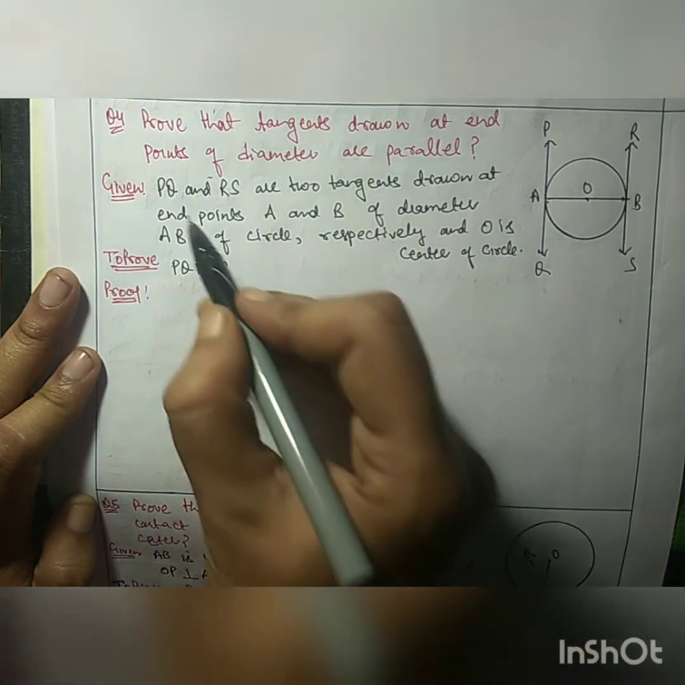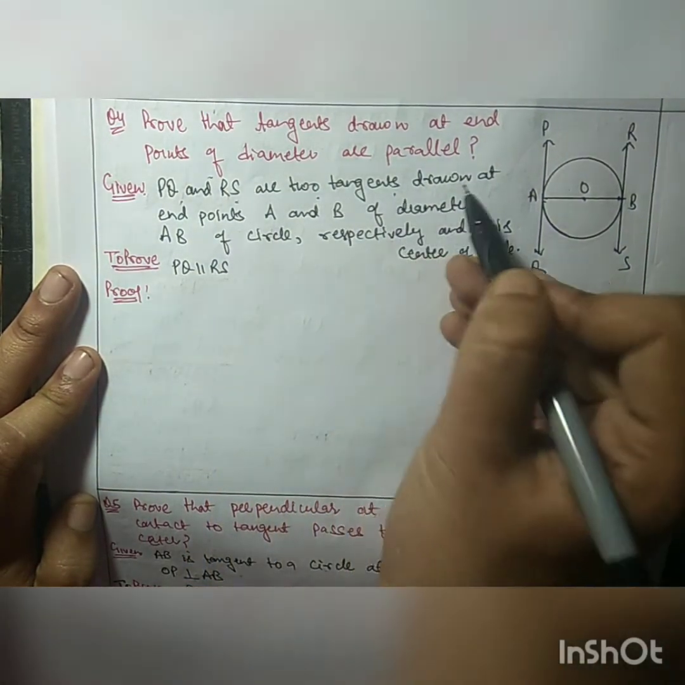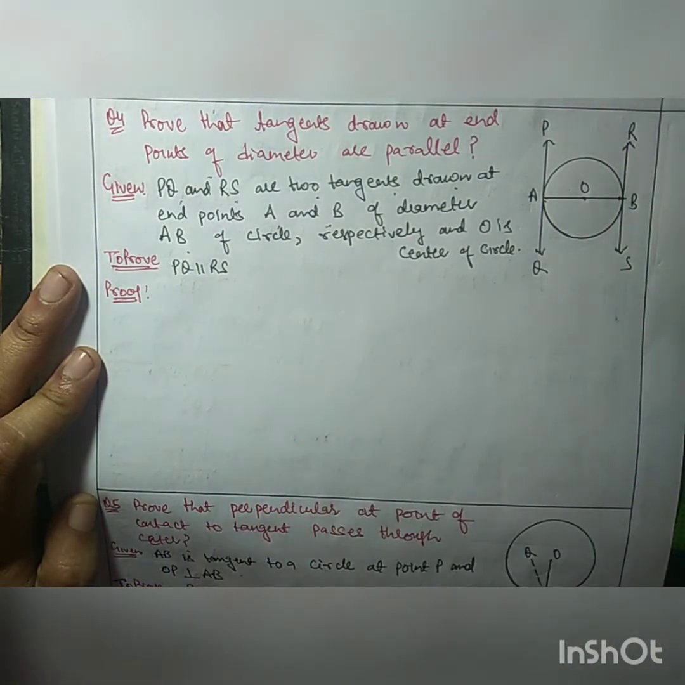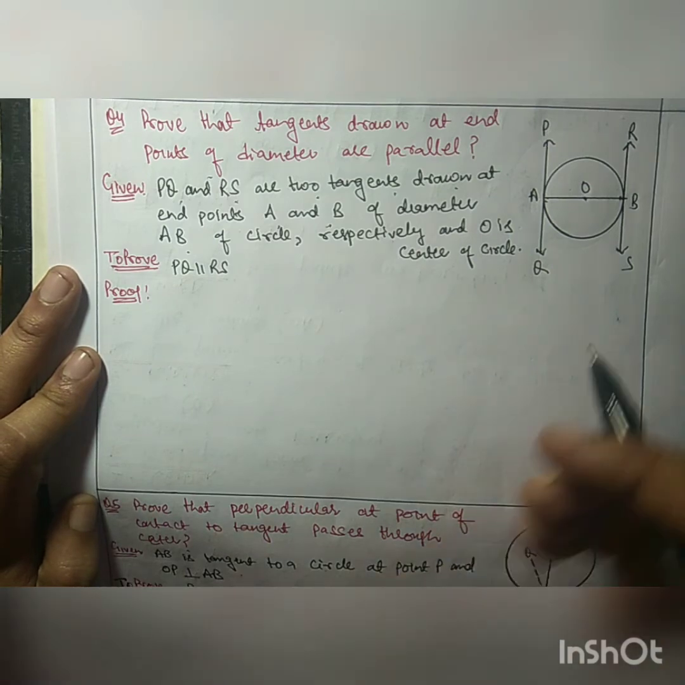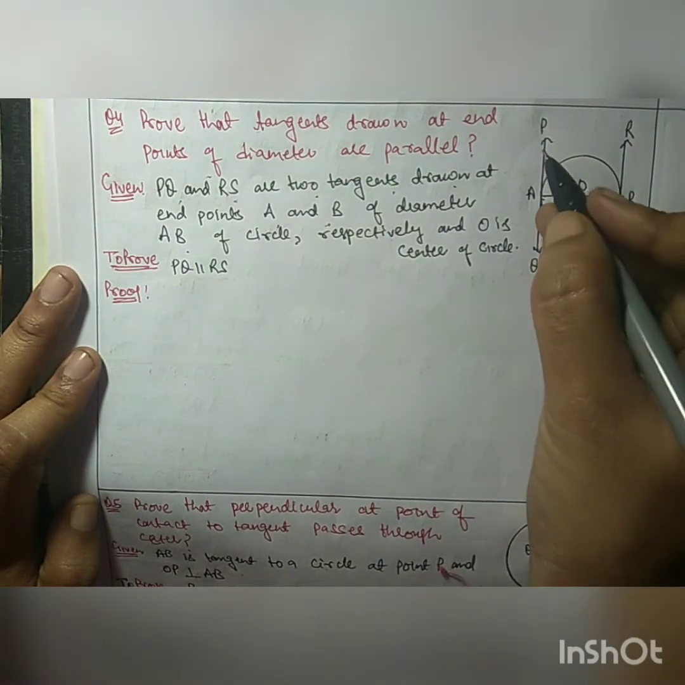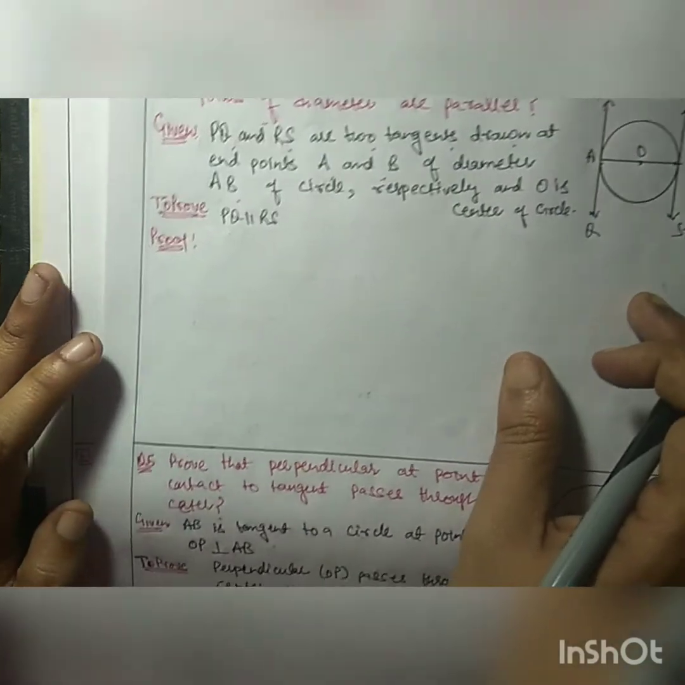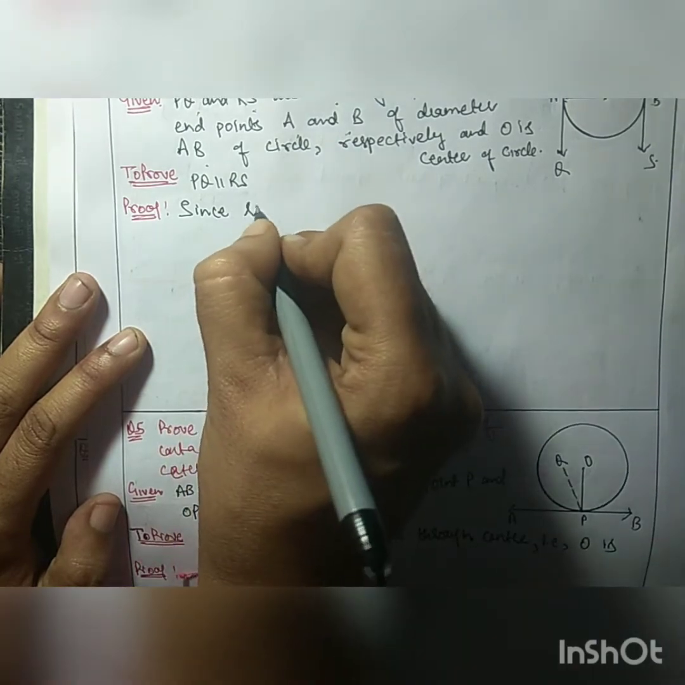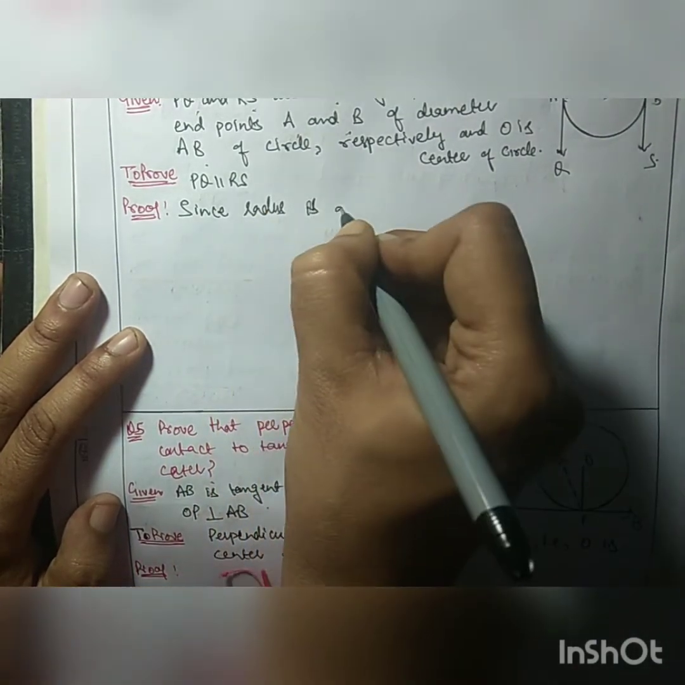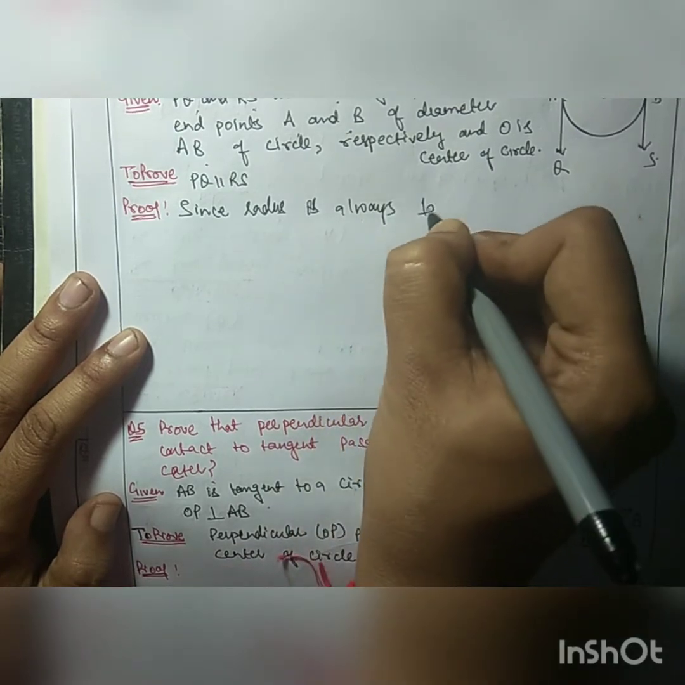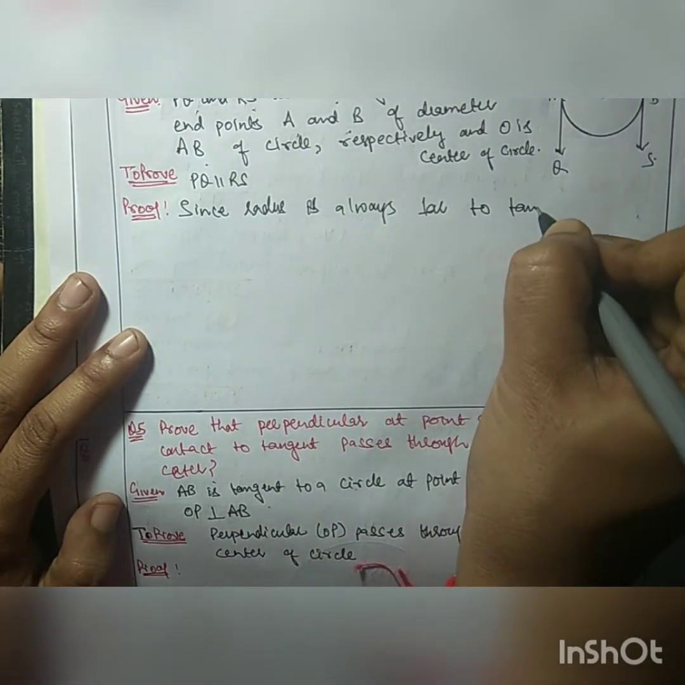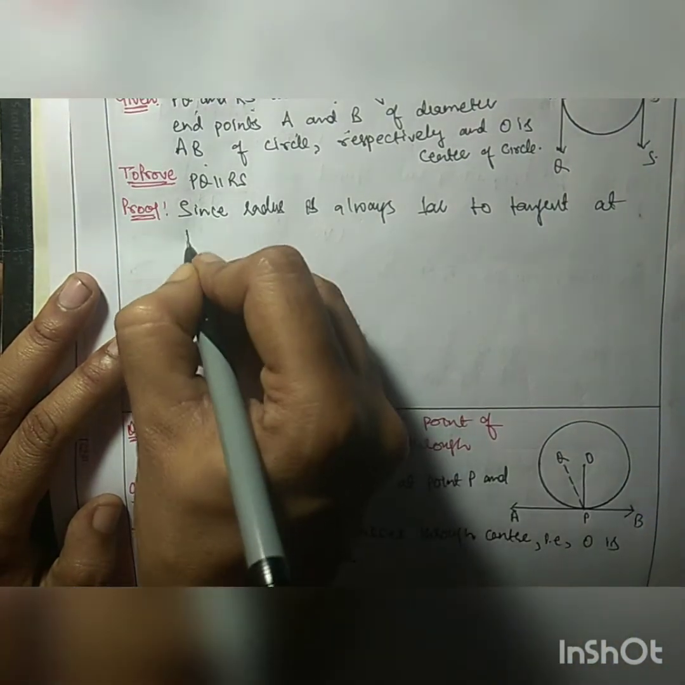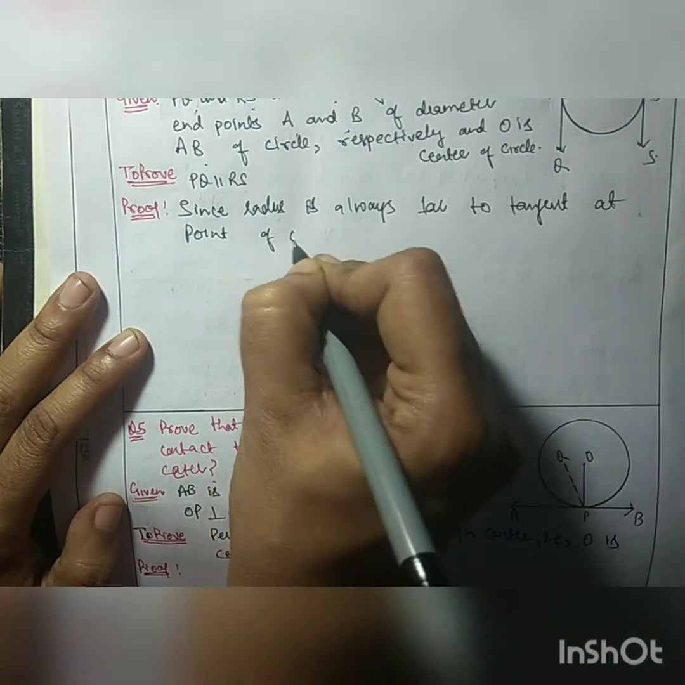Okay, so now PQ and RS are two tangents drawn at the end points A and B of the diameter AB of the circle respectively, and O is the center of the circle. So what we have to prove is that PQ is parallel to RS. Once again we have to make use of that basic theorem, that radius is always perpendicular to tangent at point of contact.